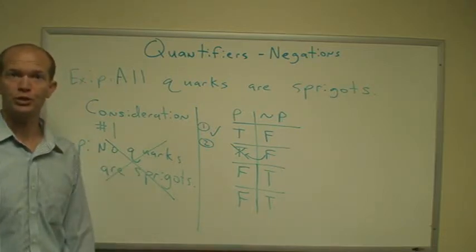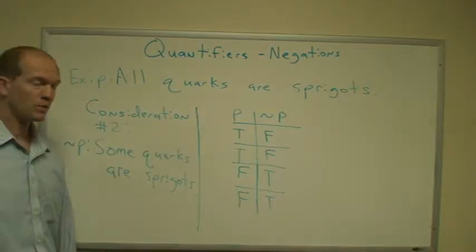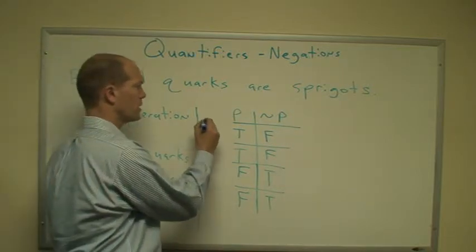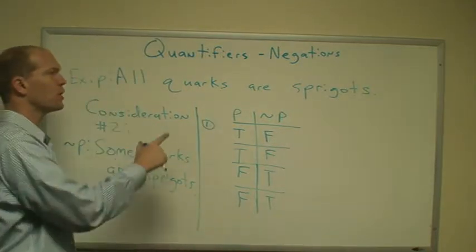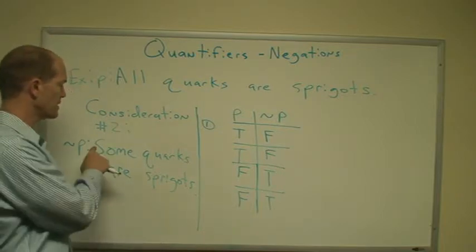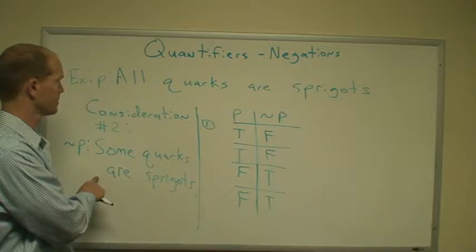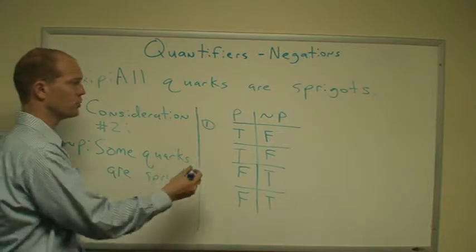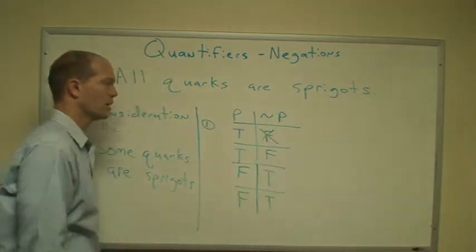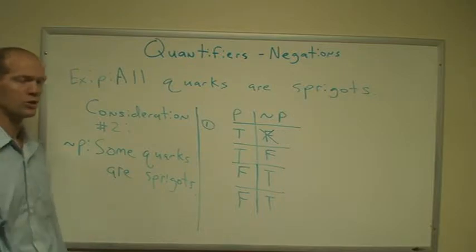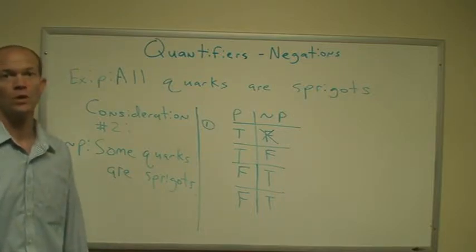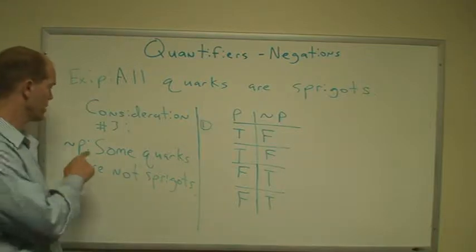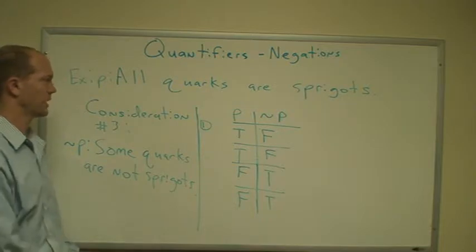Let's look at consideration number 2. For consideration number 2, let's try "some quarks are spriggans." Going through the possibilities we need to consider: if it's true that all quarks are spriggans, does that necessarily mean it's false that some quarks are spriggans? Well, in fact, if all quarks are spriggans, then "some quarks are spriggans" is indeed true. This does not work, so consideration 2 must be incorrect. Moving on to consideration number 3: let's try "some quarks are not spriggans."